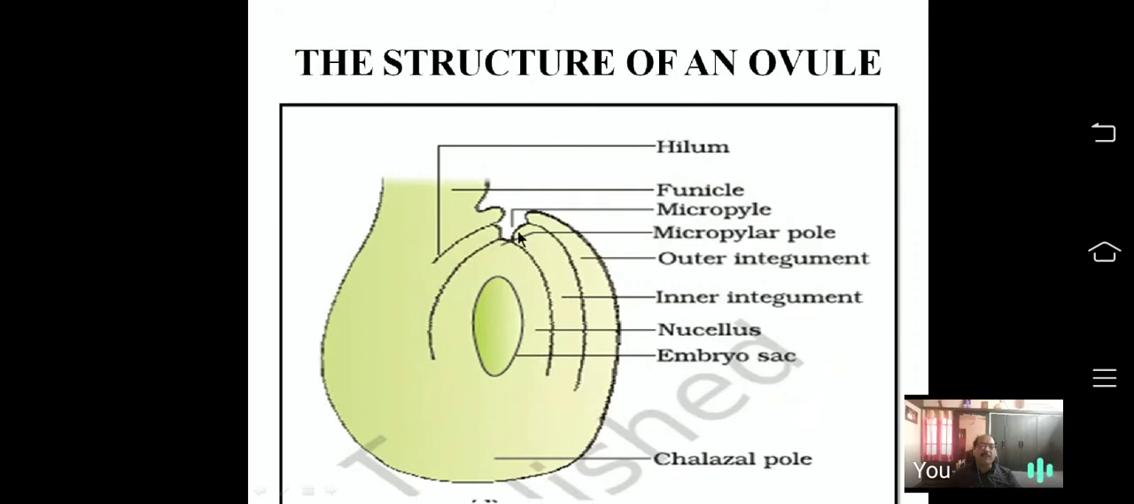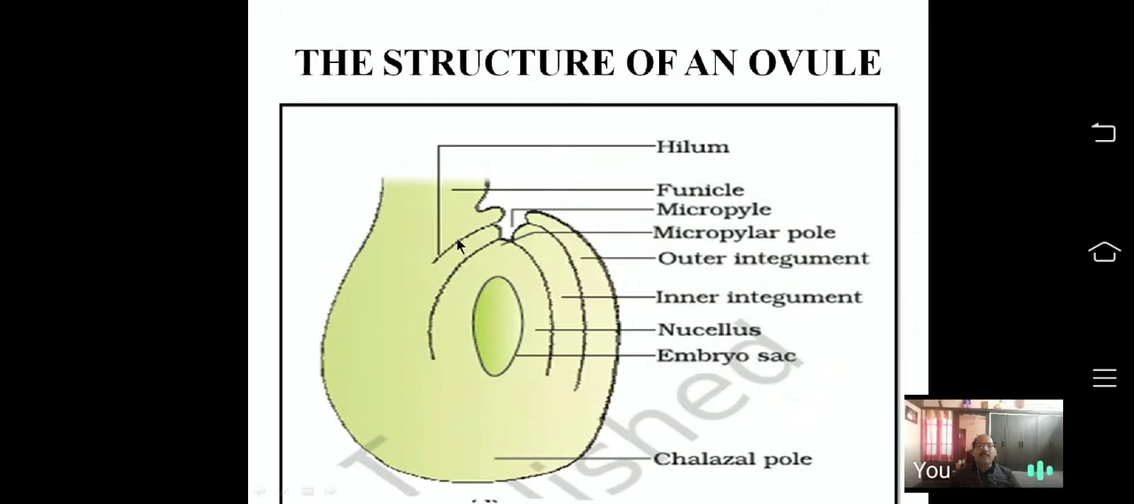This is the first protective membrane. This layer is called inner integument. It is enclosed by another layer called outer integument. Both inner integument and outer integument do not completely enclose the nucellus tissue. They leave a small pore here. This small opening or pore is called micropyle.